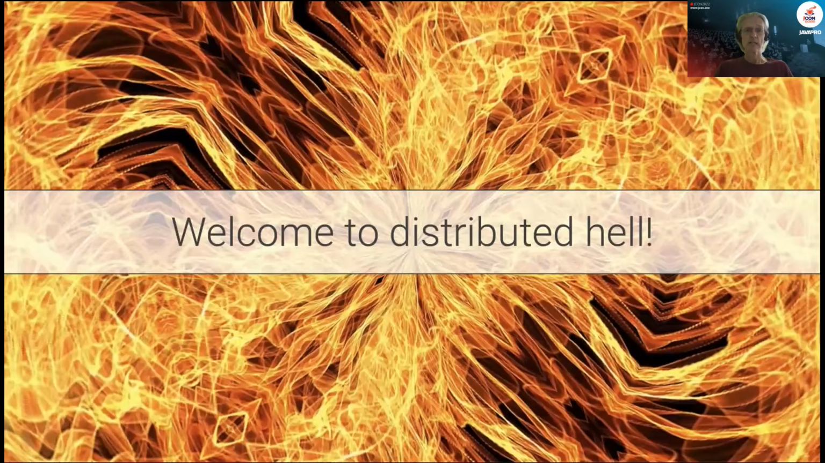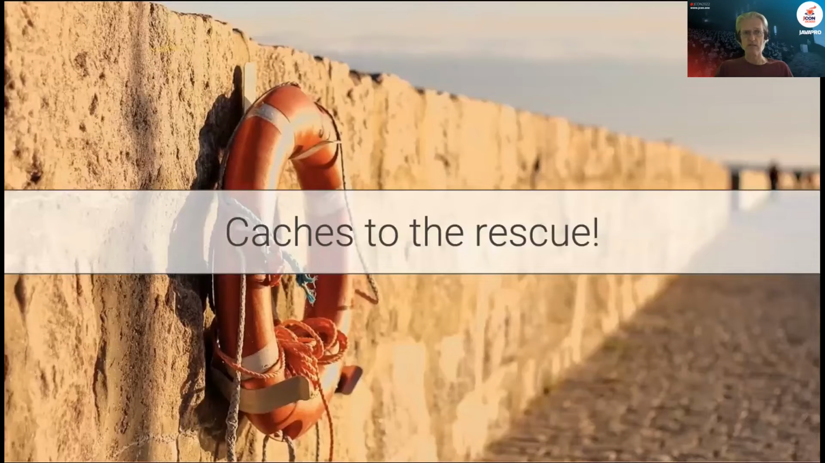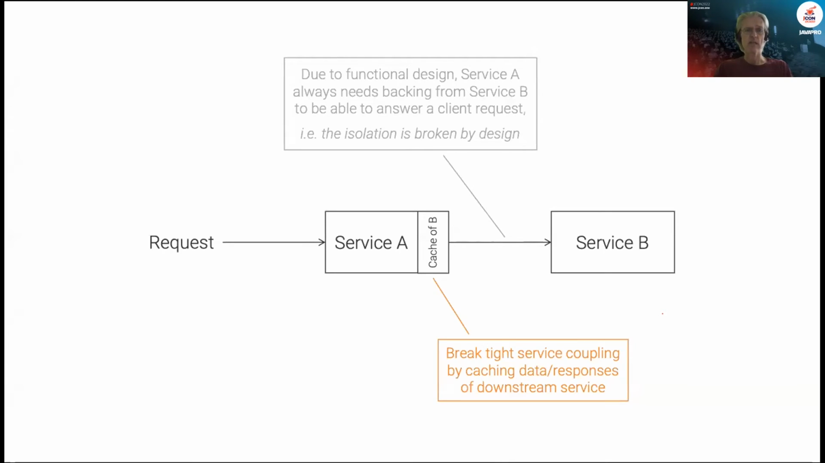Some people then come and say, well, but we can use caches. Caches are not the worst idea. So like saying, okay, here in service A, we have a cache, and if we can't reach service B, then we use the cache value and everything will be fine.